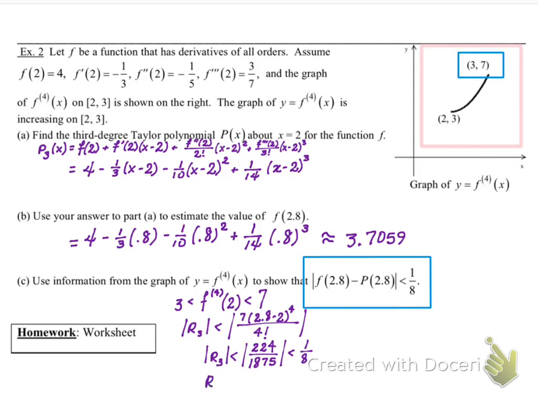Or you can say that it's less than 0.119, which is less than, what is 1/8 as a decimal? Who can answer that question? Robert. Oh yes, you are correct. Use your calculator and you get 0.125.